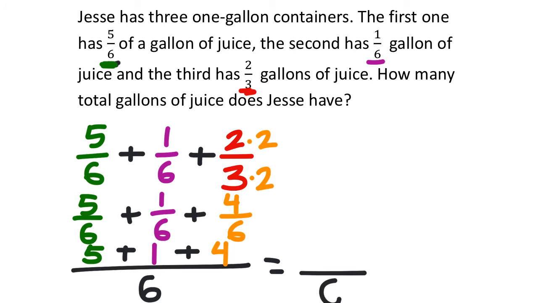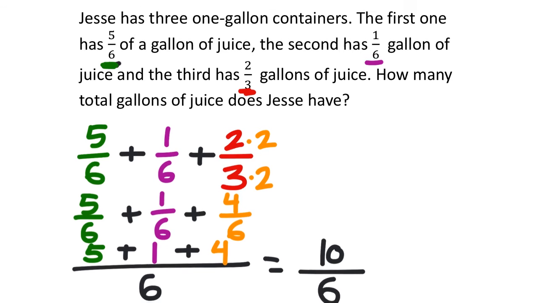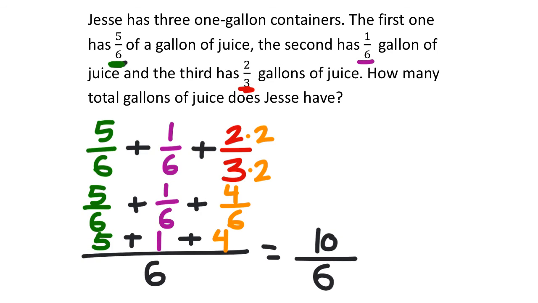So let's add these together in sixths, right? 5 plus 1 is 6. Plus 4 is 10. So adding these together, we get 10/6. But we can simplify this, right? And whenever you have a problem like this, even though it's a word problem, still look to simplify this, all right? And 10 and 6 are both divisible by 2, so I'm going to divide these both by 2. 10 divided by 2 is 5. 6 divided by 2 is 3.